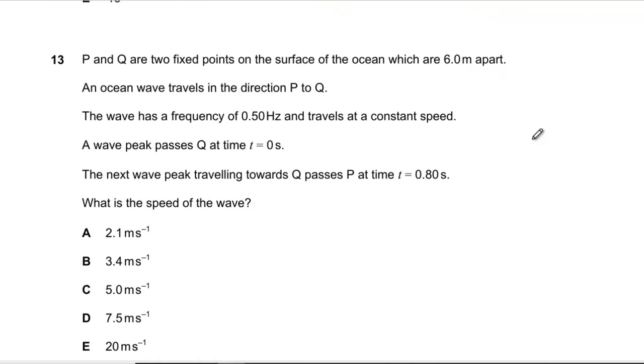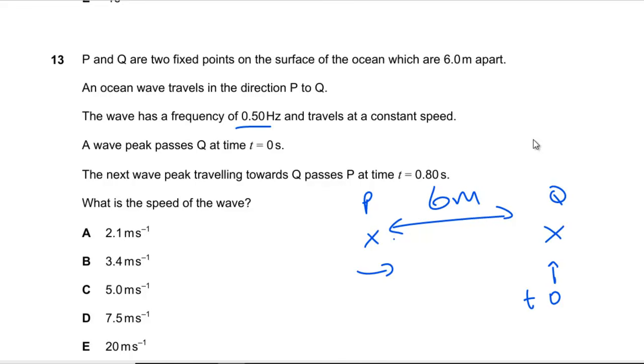Question 13. P and Q are two fixed points on the surface of the ocean 6 meters apart. P, Q, 6 meters. Ocean wave travels in a direction P to Q. Wave has a frequency of half a hertz, so we've got a wave every 2 seconds. Travels at constant speed. A peak passes Q at time t is 0. Okay. And then the next wave peak traveling towards Q passes P at t is 0.8 seconds. So we've got another 1.2 seconds to get to Q.